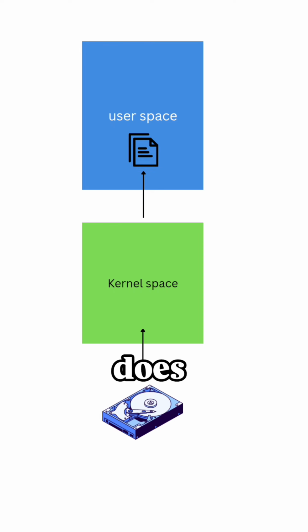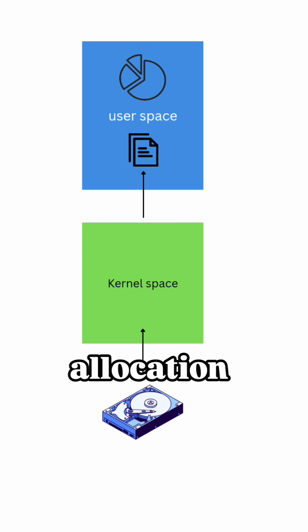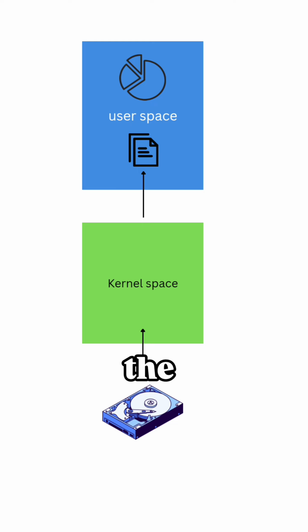The kernel checks whether the file already has some space allocated or not. If not, then it allocates the space in RAM and network. The file is now displayed on the screen.